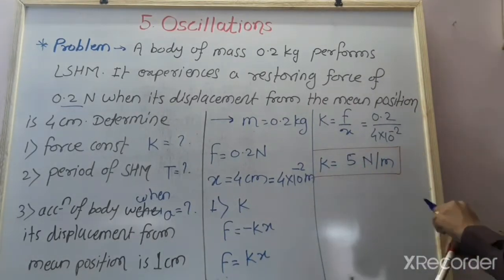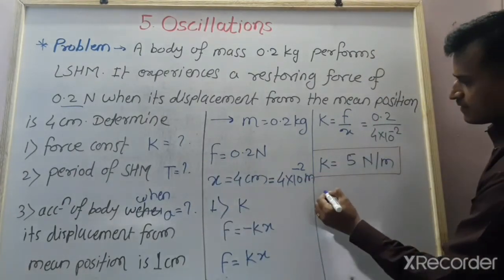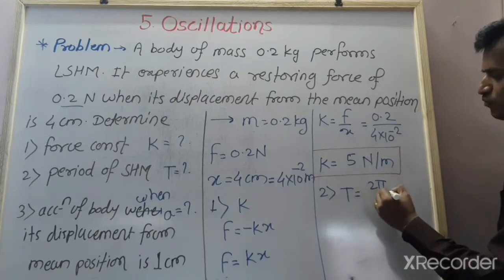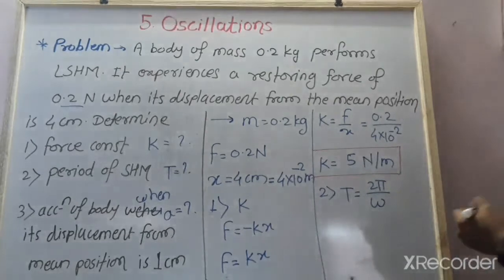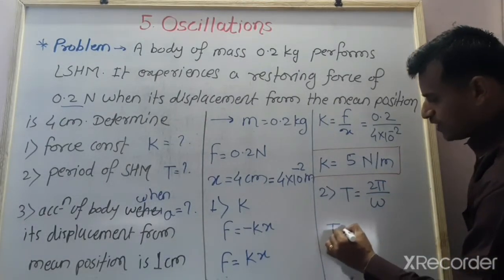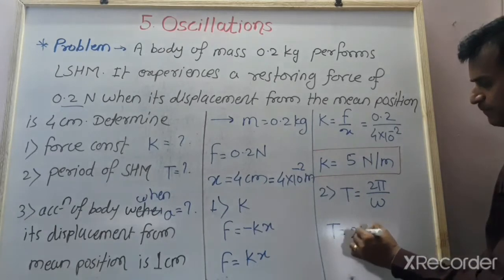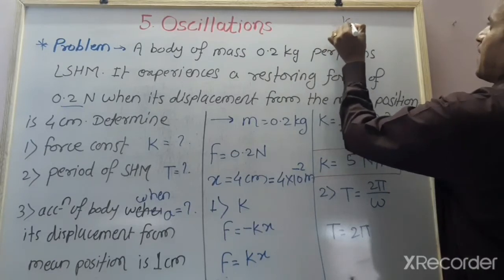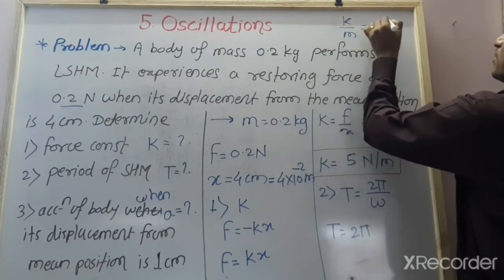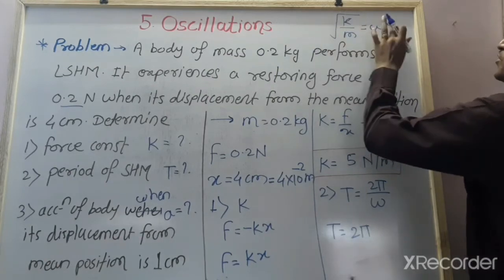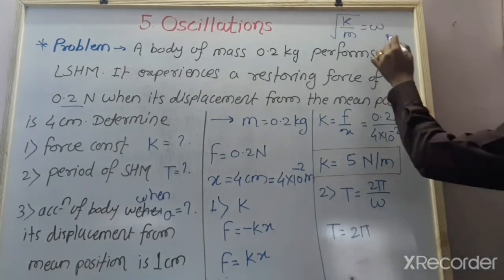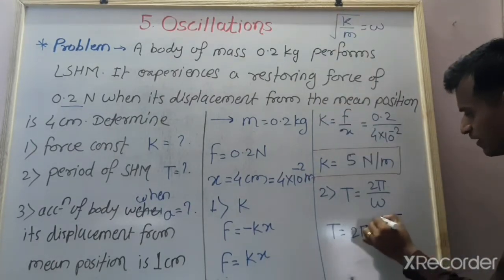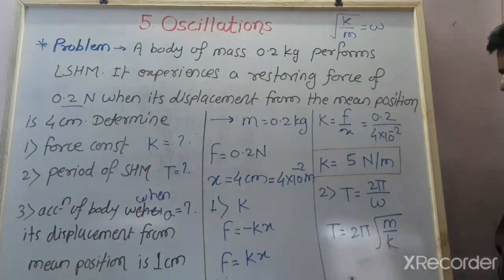Now second. What is second? Second is the period. Period T is equal to, what is the formula? It is 2 pi upon omega. General formula for period, 2 pi upon omega. That T is equal to 2 pi. What is omega? K upon M is equal to omega square. Then omega is equal to square root of K upon M. So 1 upon omega is the square root of M upon K. This is the formula.